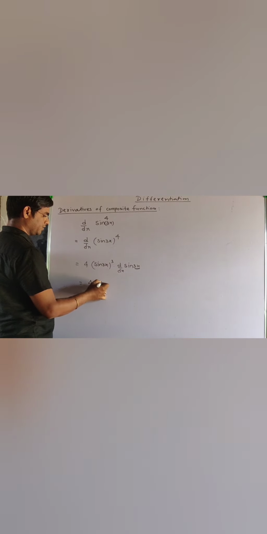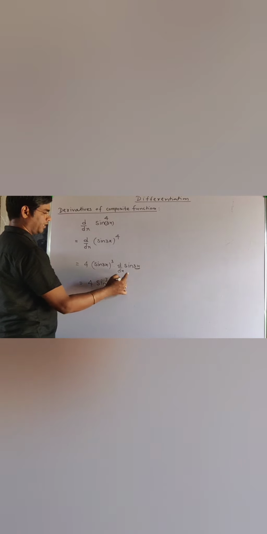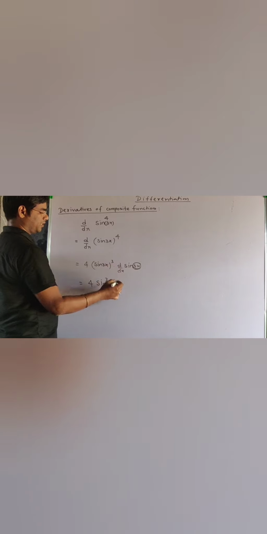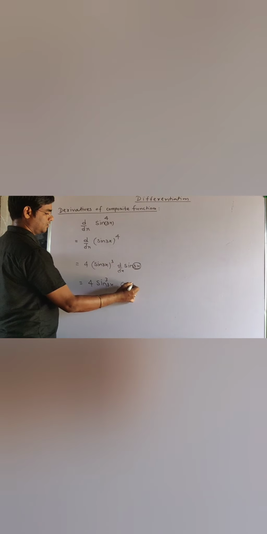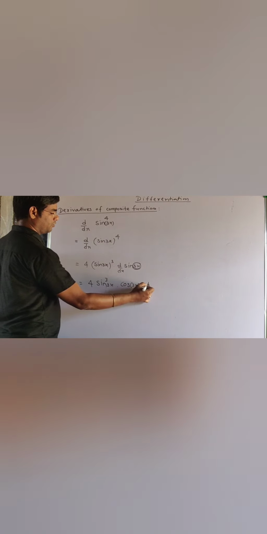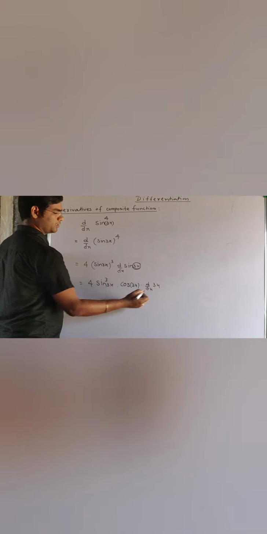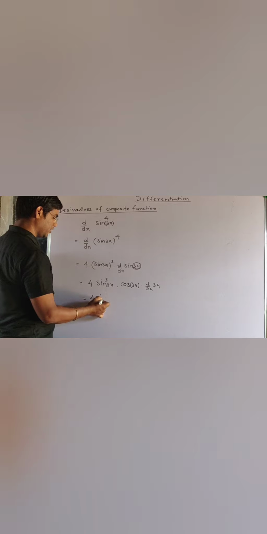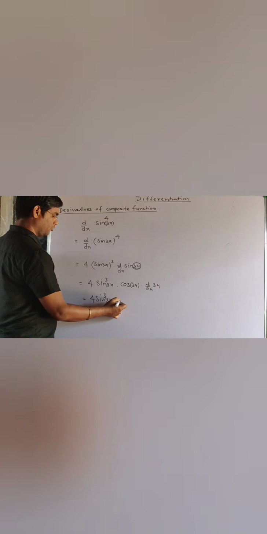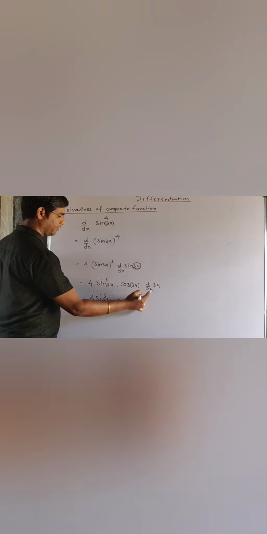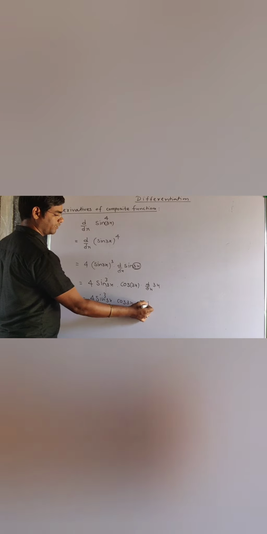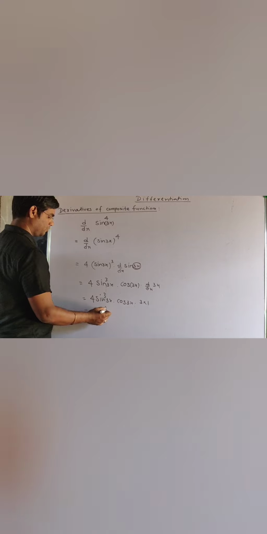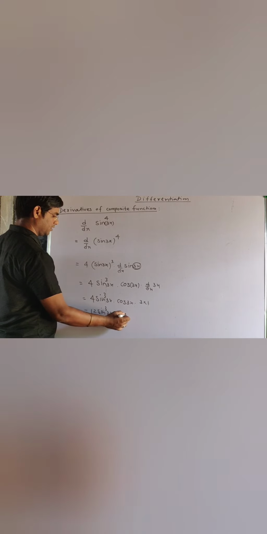So this is 4 sin cube 3x, and the derivative of sin of something is cos of that term. And the term which is not x, that you have to differentiate again, which is 3x. The derivative of 3x is 3 times the derivative of x, which is 1. So 4 3s are 12 into sin cube 3x into cos 3x is our final answer.